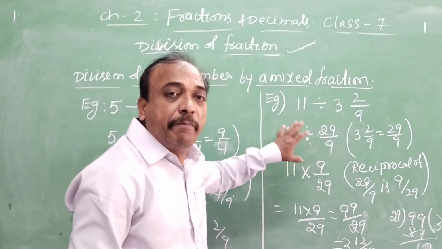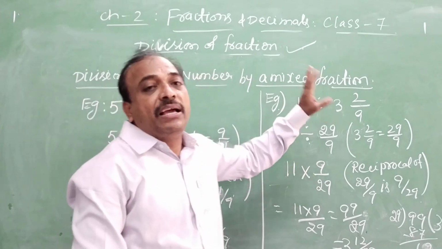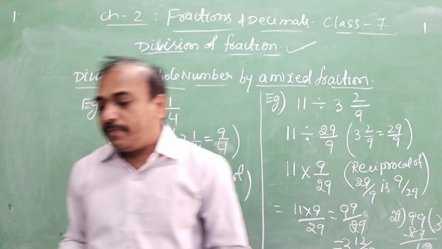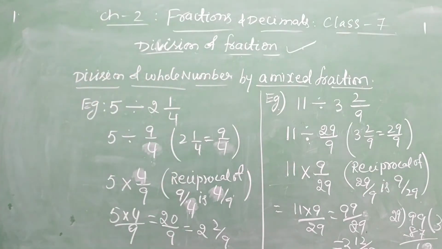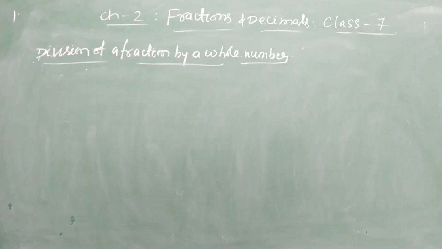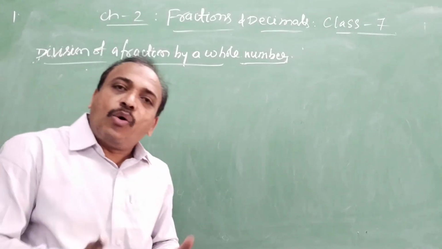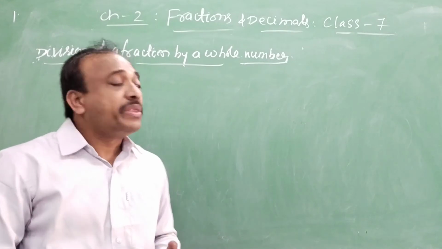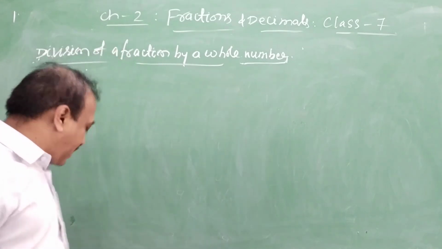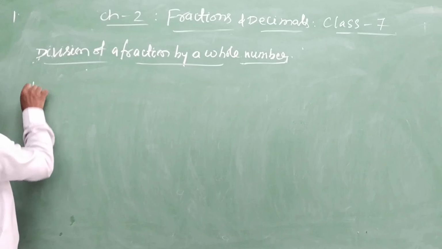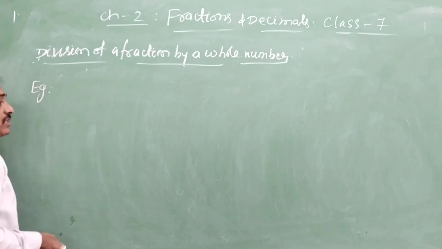Is it clear? A whole number divided by a mixed number. Here is division of a fraction by a whole number. Till now we have discussed a whole number by a fraction. Now a fraction by a whole number. So for example, we see a similar process.